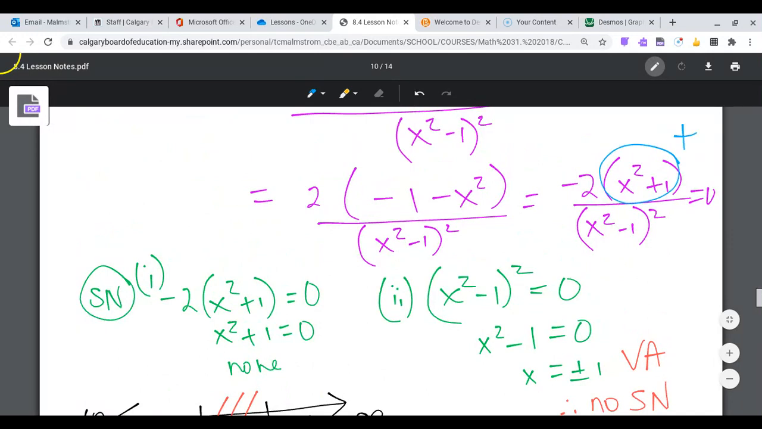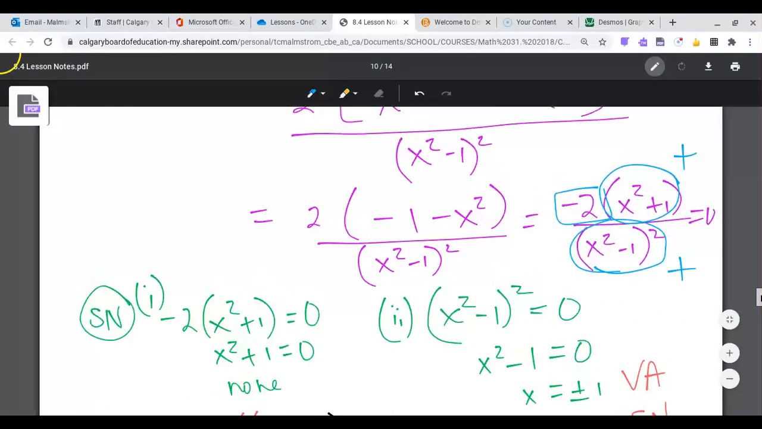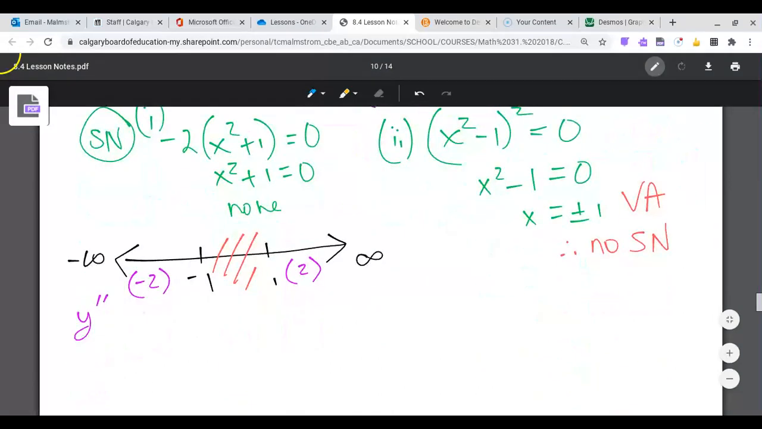That's always going to be positive because whatever you square, then you're adding 1. The bottom, x squared minus 1 is then being squared, so that's always going to be positive. So that just leaves you with a negative 2. So the second derivative, in fact, is always negative. It doesn't even matter that I have test points.